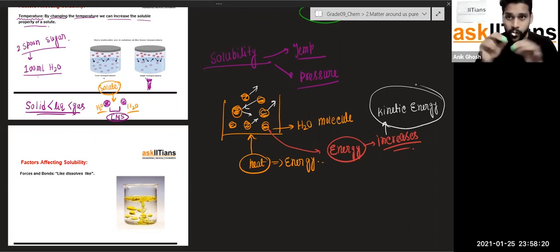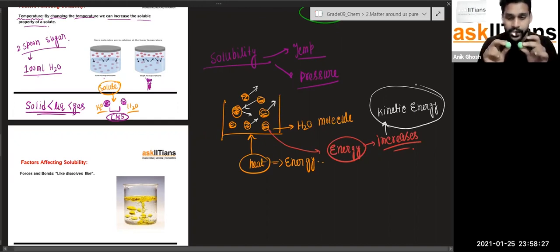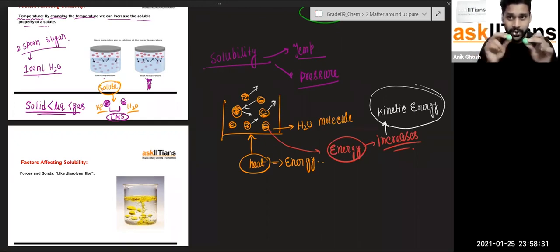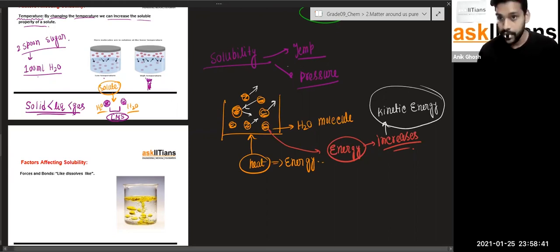So what would happen if they start moving with a greater amount of speed? The intermolecular spaces are getting increased, right? They were here, now they're here. So the intermolecular spaces are getting increased like this, right? And as the intermolecular spaces increase, they can dissolve more amount of solute now, right? Isn't it? So that is the thing happening here as well. So now they can dissolve more amount of solute.